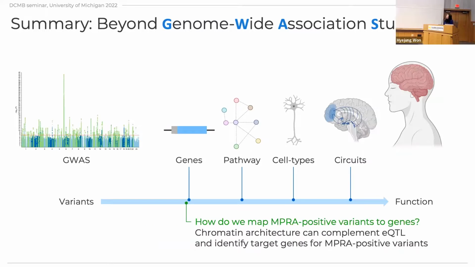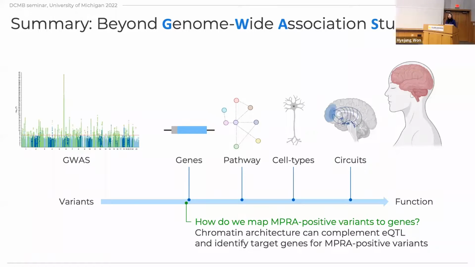And also, in mapping these variants to the target genes, potentially chromatin architecture, including Hi-C and ATAC-seq, can provide some complementary system to link variants to the target genes, and also can complement the episomal nature of MPRA.